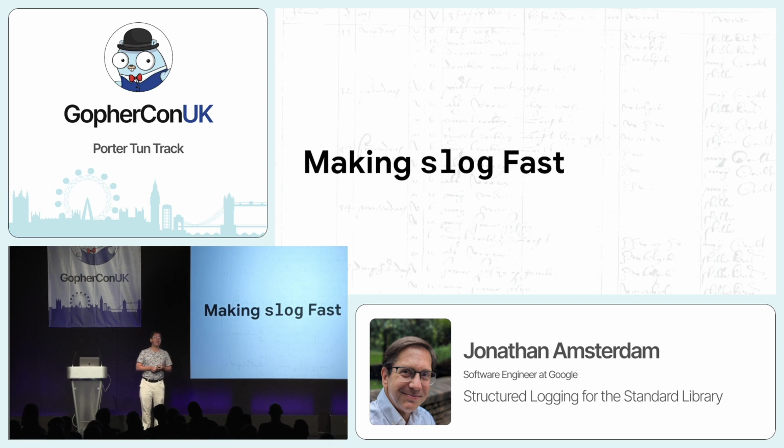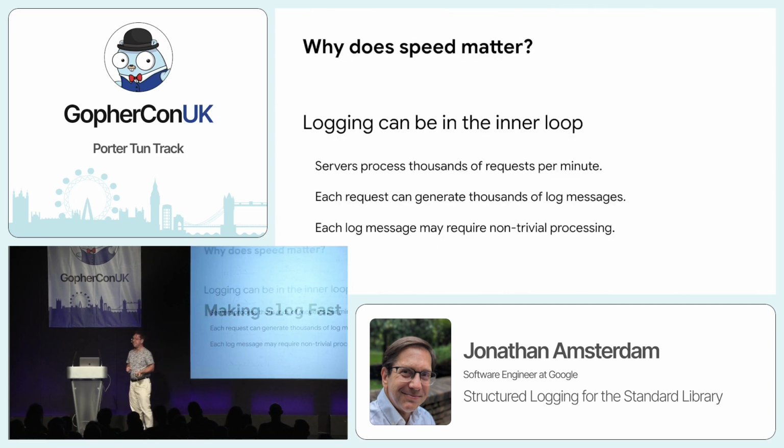So we wanted to make slog fast. Why? Well, logging can be in the inner loop of your server, and your server processes thousands of requests a second, and each request can generate thousands of log messages, and each of those can take a lot of time. Is that a good reason for making something fast? Not really, because how do you know it's just not fast enough out of the box? I mean, maybe just ordinary Go techniques. Go is pretty fast just out of the box. So that's sort of a reason.